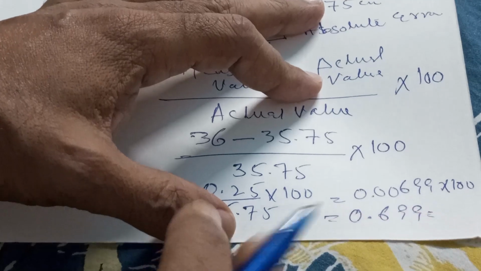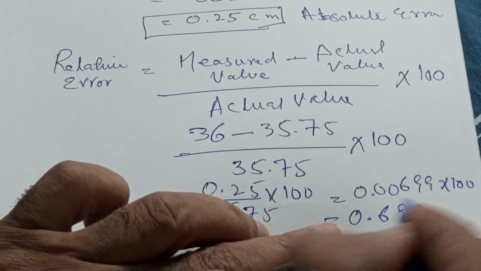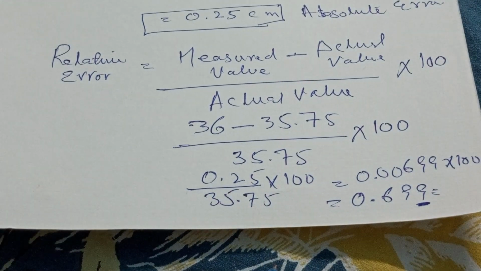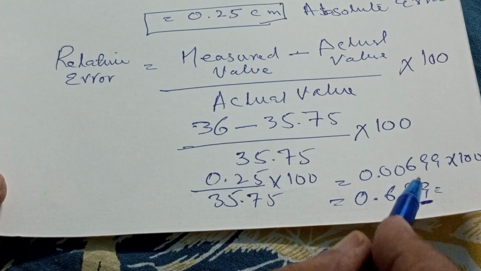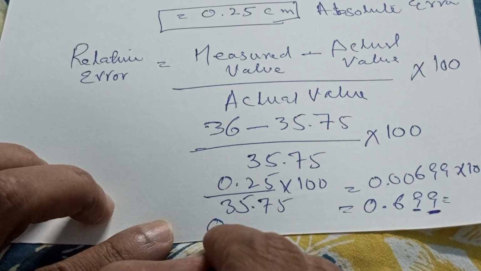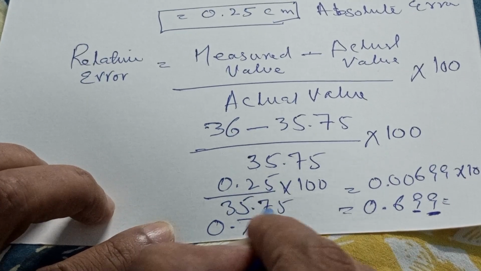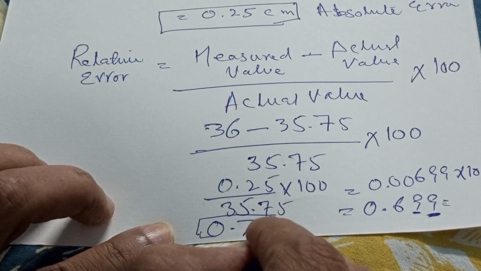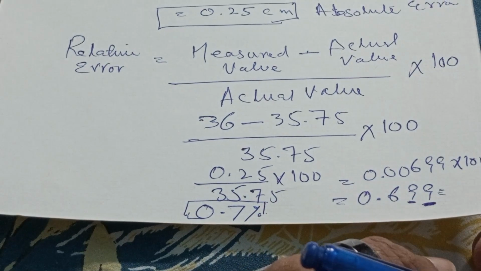As you know, in this the last digit is greater than 5, so what we're going to do is add 1 to the nearest digit. So this will be 0.7 percent. That is the answer, as you can see in the other method.